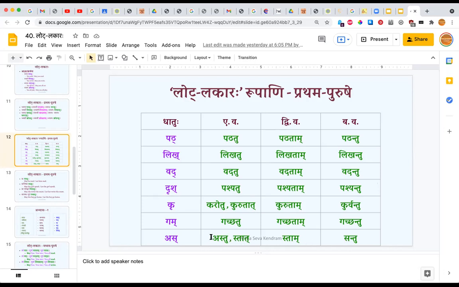We are all familiar with the word astu, right? Astu means may it be, let it be so. Asti is it is, astu, let it be, may it be. More colloquially nowadays we use it to indicate okay. But the actual meaning is let it be, may it be, let it be so.